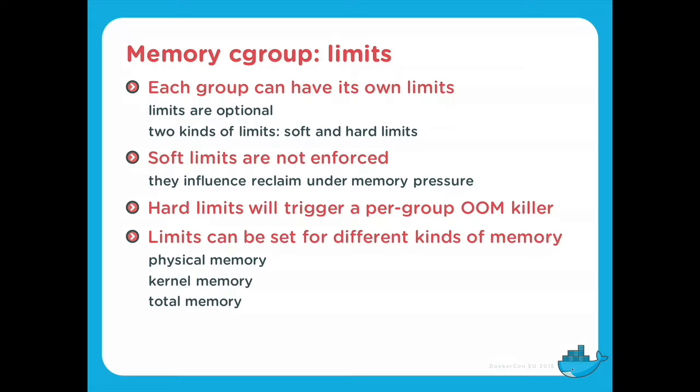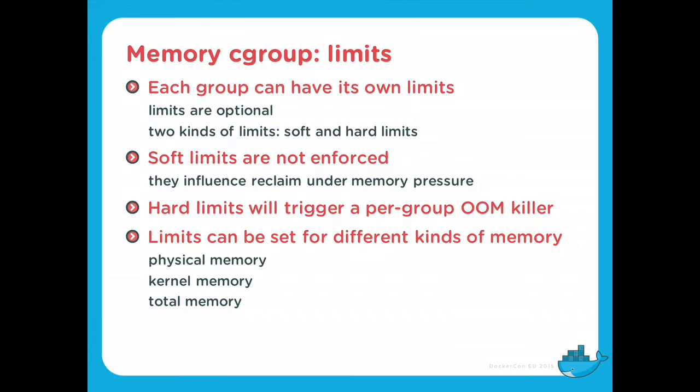Soft limits are not enforced, so you can go above your soft limits just fine. So what's the point of soft limits? When the memory pressure starts to be really strong, when the machine is like, okay, I need memory because soon I'll be out of memory and it will be really bad, then it will look at the processes, or rather the Cgroups, that are above their soft limit. And the more you are above your soft limit, the more likely you are to get pages taken from you by the kernel.